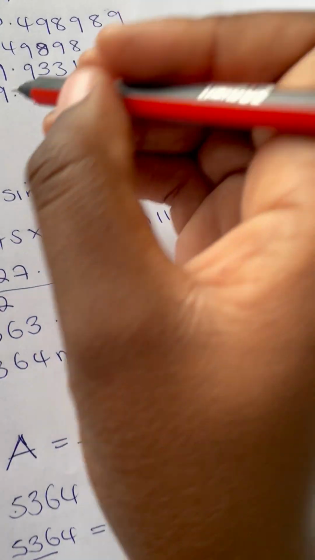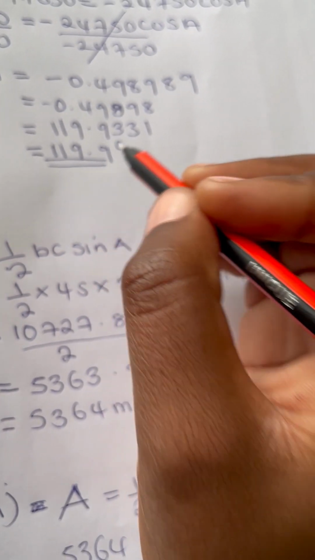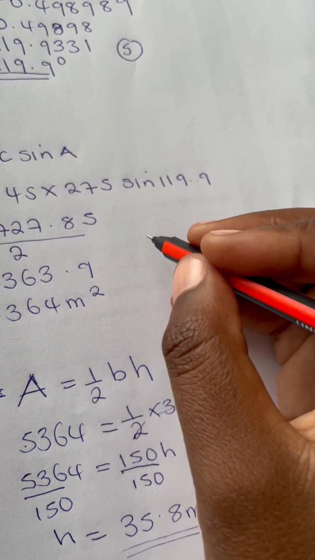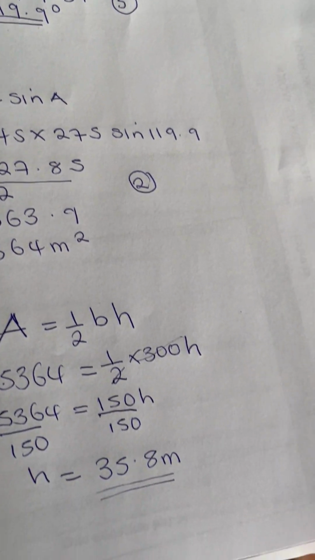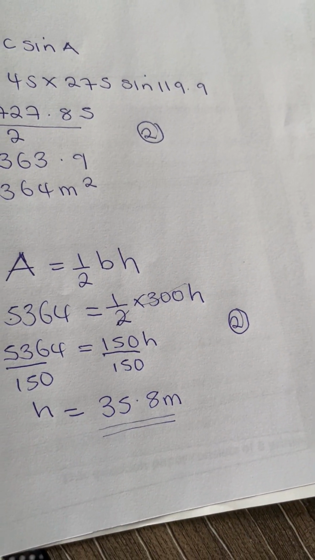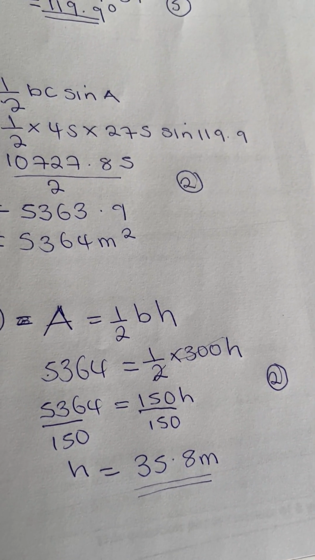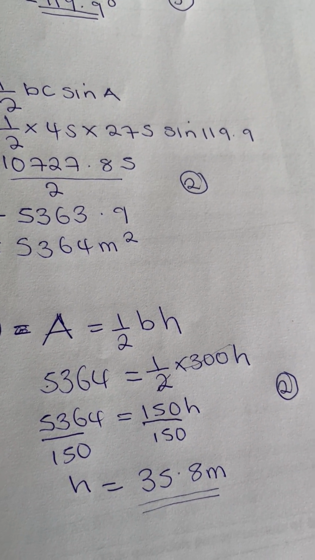For the first one, finding angle BAC, they'll award you 5 marks. The second one, for finding area, they'll give you 2 marks. And the third one, they'll also give you 2 marks. So at the end of the day, you walk away with 9 marks in the exam for this question only.